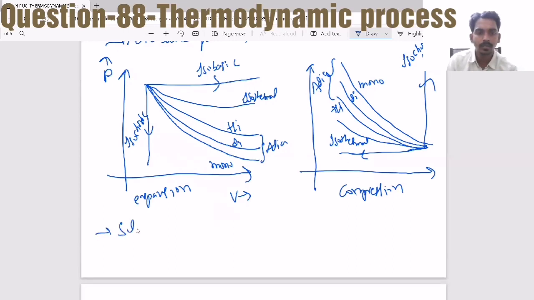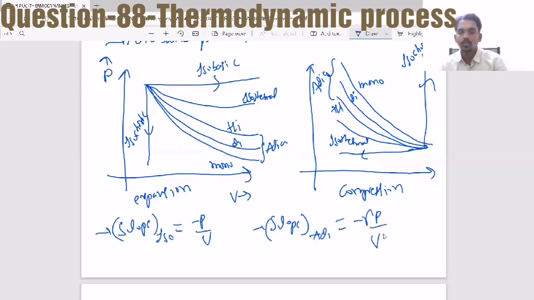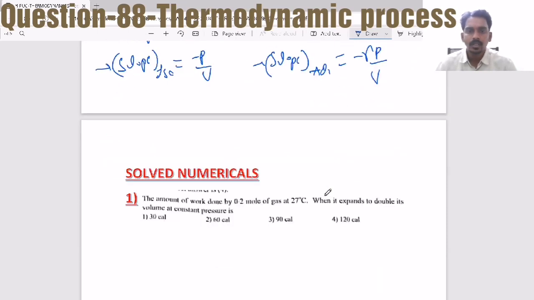And here you need to remember that the slope of the PV graph for the isothermal process is minus P by V. The slope of the adiabatic process for the PV graph is minus gamma P by V. So the slope of adiabatic is more. That's why these three are having more slope, and that's why we represented them as adiabatic. So that is the way you can analyze all the thermodynamical processes using the graphs also.